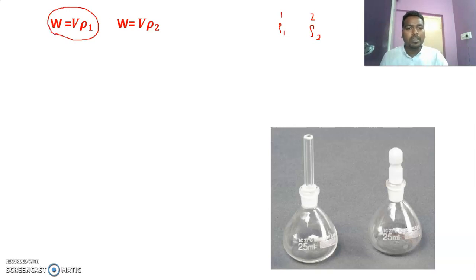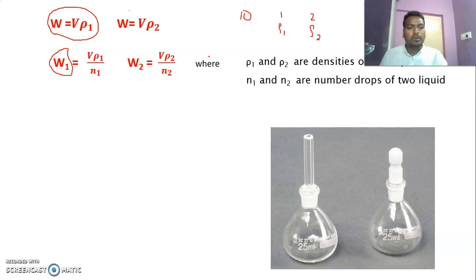For example, we are going to take 10 ml. This is the weight of 10 ml of liquid, but we want the weight of one drop. The weight of one drop is given by W1, that means the weight of a drop of liquid 1, is equal to volume into its density divided by N1. Here N1 is the number of drops, dear students, and W2 is equal to V into density of liquid 2 divided by the number of drops. Here N1 and N2 are the number of drops of the two liquids and rho 1 and rho 2 are the densities.